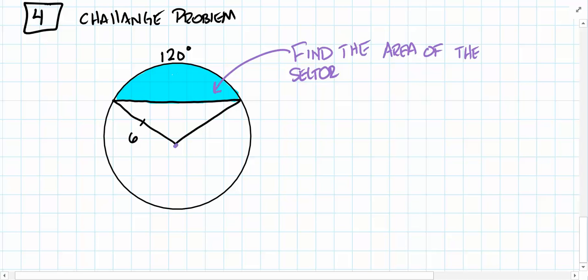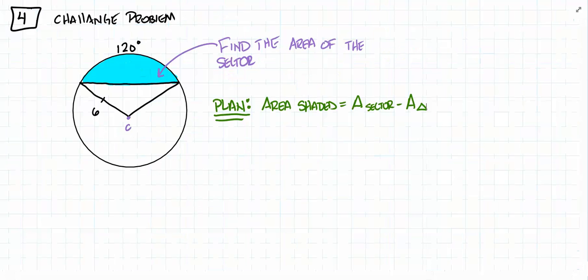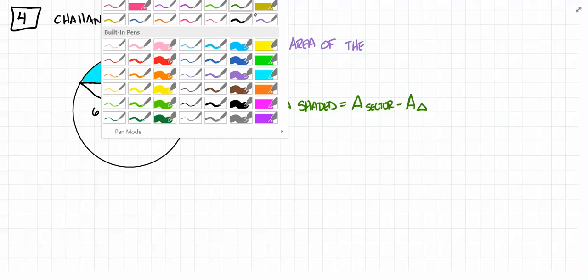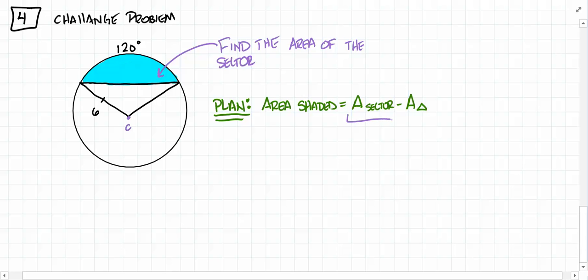Okay. All right. So the plan is the area of the shaded region is the entire sector minus the area of the triangle, right? So let's do this first. Let's find the area of the sector, and I'll do this all in purple for you. So the area of the sector, what's that going to be? How do you find the area of a sector?